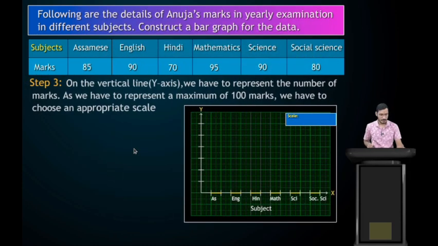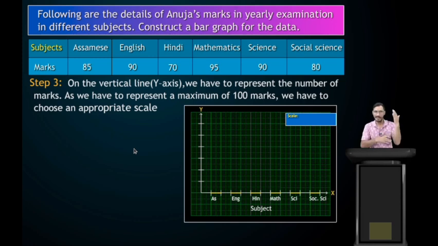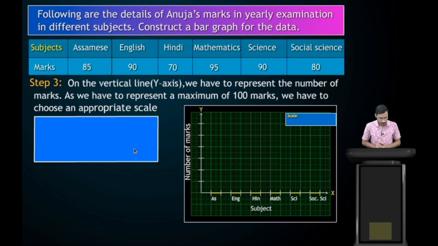So here on the vertical line, that is the y-axis, we have to represent the number of marks. As we have to represent a maximum of 100 marks, we have to choose an appropriate scale. You can see the maximum number of marks is 100 here. So we have to choose an appropriate scale. Here the scale is, on the y-axis, 1 centimeter is equal to 10 marks, or for 1 mark, that is 1 by 10 centimeter.